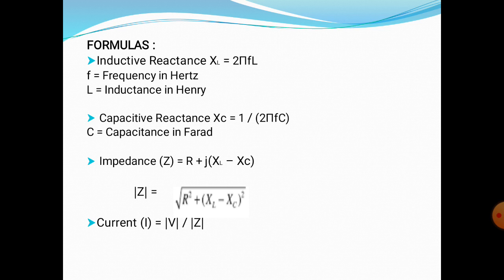And next important formula, impedance. Impedance is nothing but the term Z. Z is equal to R plus j(XL minus XC). XL is denoted as inductive reactance. XC is equal to capacitive reactance. The modulus of Z is equal to square root of R square plus (XL minus XC) the whole square. The current I is equal to V divided by modulus of Z, that is voltage divided by impedance.